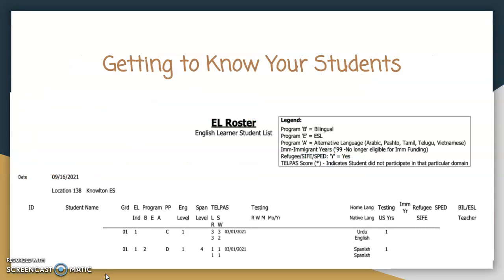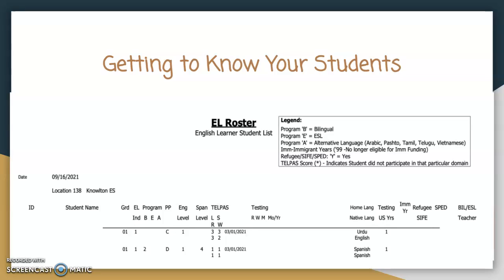Here you see an EL roster. As you can see from before, the EL roster is a little bit different. At the top on the right, you see a legend which gives us what each code means. The EL roster will contain your students' information to include their personal ID number, the grade level, and their EL indicator. You will also be able to see what program your student is in.